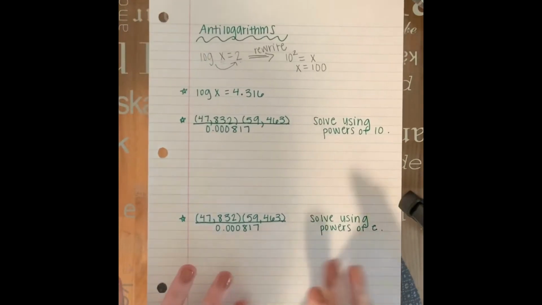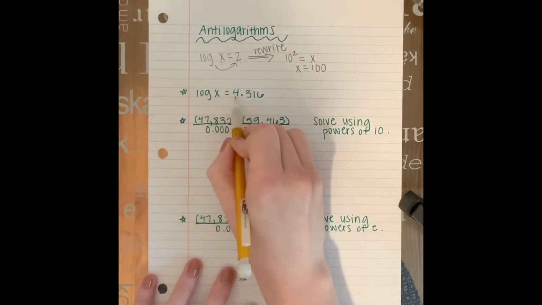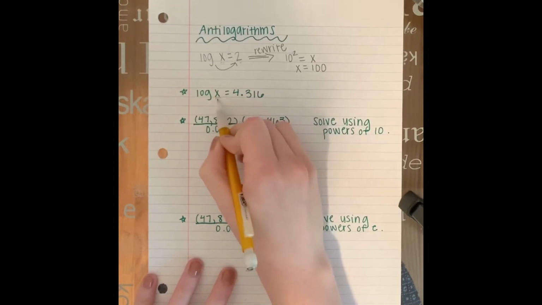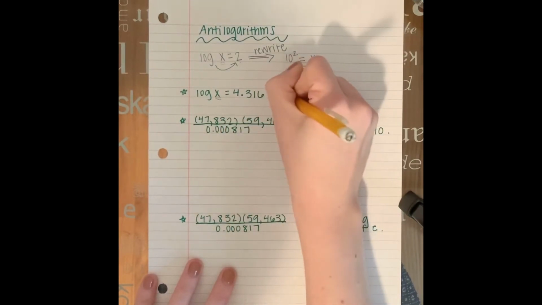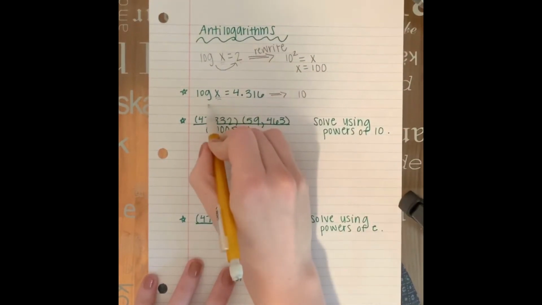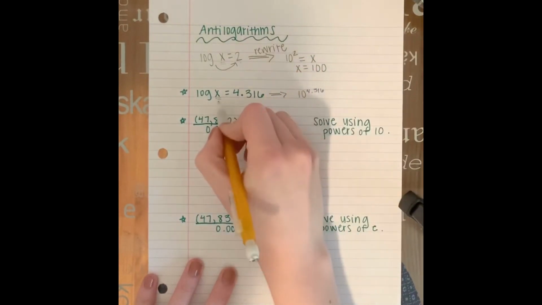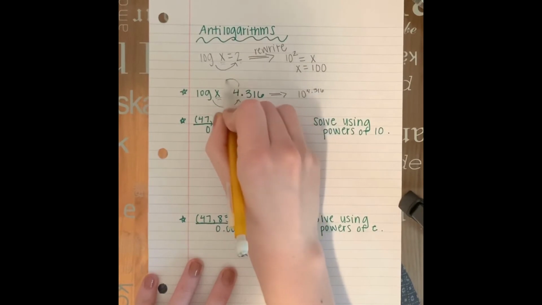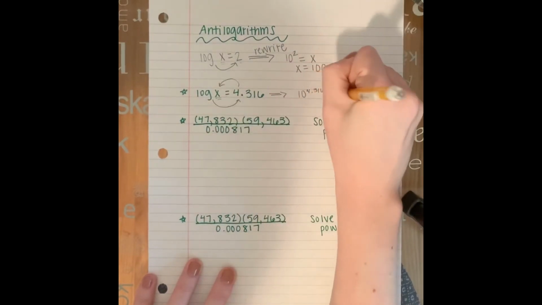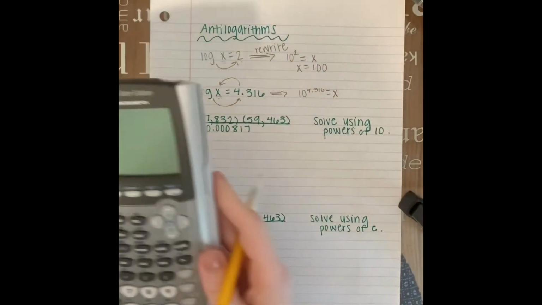So let's do this one right here. Log of x equals 4.316. Again, my exponent isn't what's missing, so I rewrite it. 10, because there's no base right here, to the power of 4.316, go around in a circle, equals x. You can just do that in your calculator.